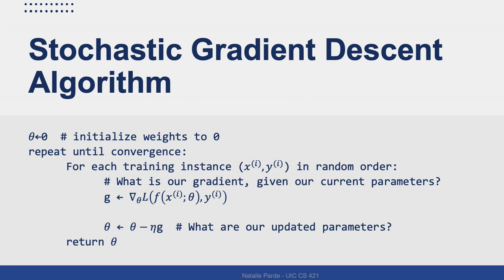We do this over and over until we reach convergence, which means we've reached a point where our weights don't change anymore, or they change only a very tiny amount that we deem acceptable. Then we return those optimal weights.